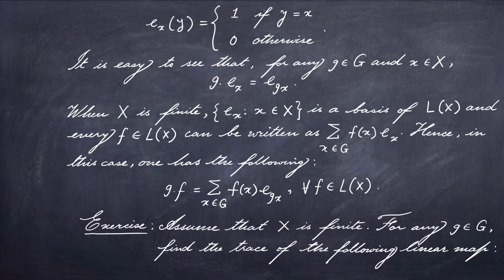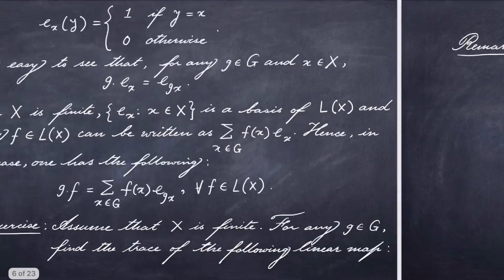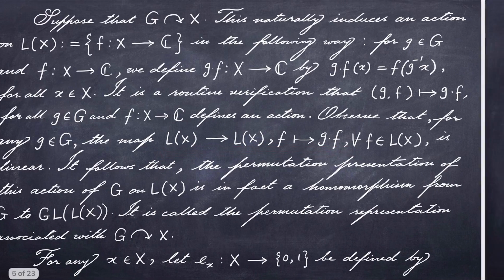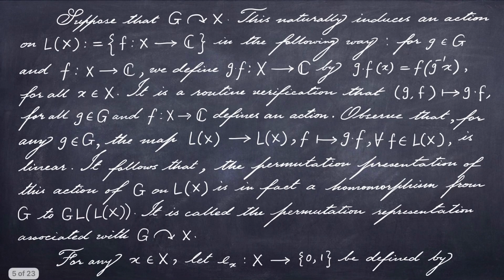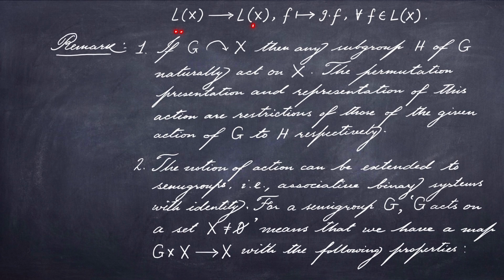So now I would like to leave the following exercise to you: if X is finite, then for any group element g, what is going to be the trace of this linear map? Let me again repeat. We have observed that, irrespective of X finite or not, for each g, f goes to gf is a linear map from L(X) to L(X). Now in the case when X is finite, L(X) is going to be a finite dimensional vector space over C, and in this exercise you have been asked to find out the trace of this linear map.